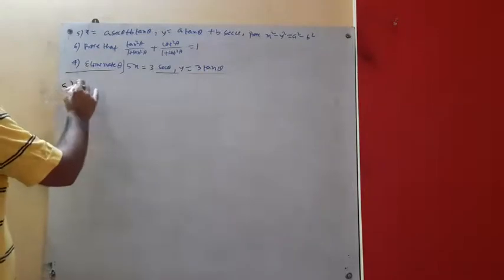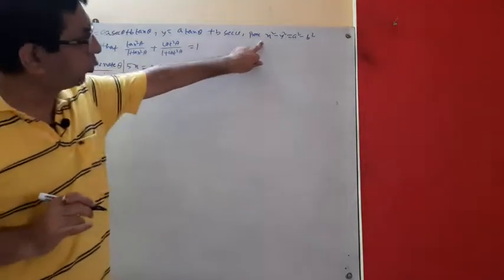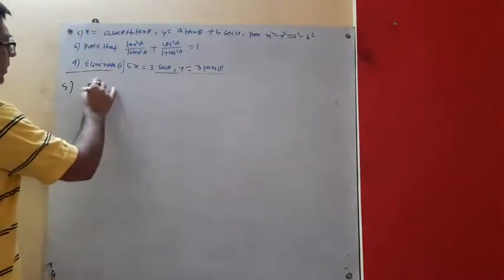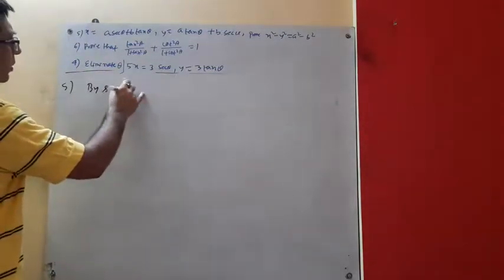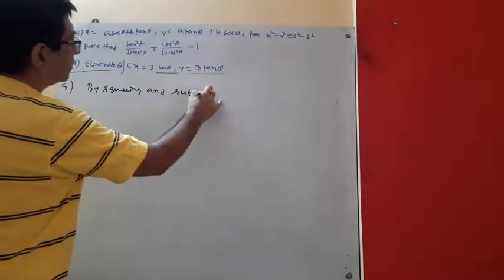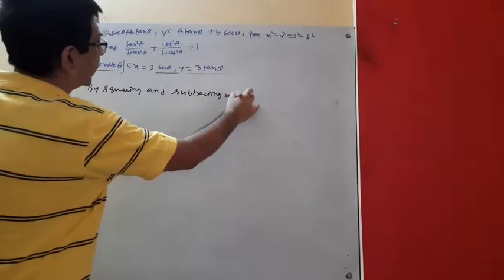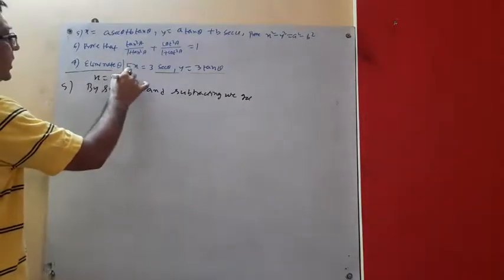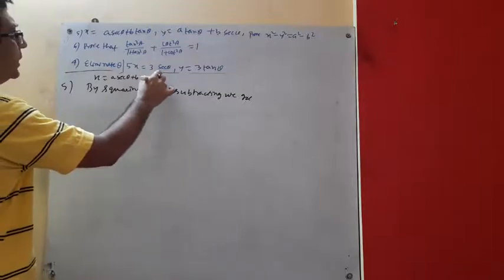Question number 5. Look, this is square and this is minus sign. So what I will do? By squaring and subtracting, we get. At first we should write this one, x equal to a sec theta plus b tan theta.